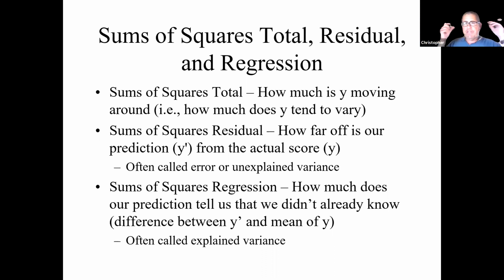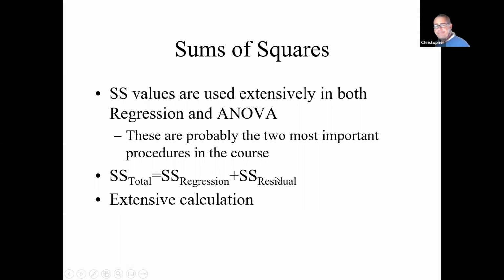Sums of squares residual is often called error variance or unexplained variance, whereas sums of squares regression is often called explained variance. Again, these are used extensively in regression and ANOVA, probably by far the 2 most important pieces in this class, the ones that I get the most excited talking about as well. You can see sums of squares total is always going to be the sum of sums of squares regression and sums of squares residual. So you can think of that as just getting broken into 2 parts. And it does involve some extensive calculations. I don't think that the calculation part is hard. I think that there is, however, a lot to it, and that can be very challenging.